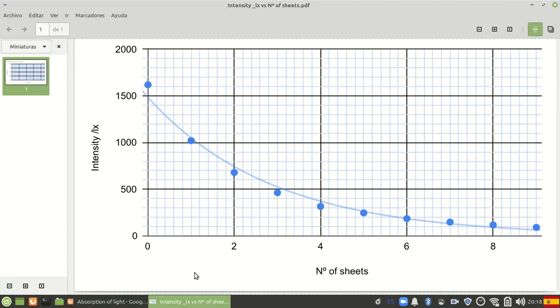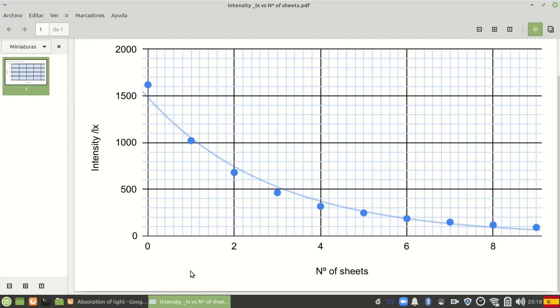Now you can see that the line doesn't go through all of the points, but you know that when you draw a best fit line you don't go through all the points necessarily, you just do the best trend line you can, going close to all of the points, as close as possible to the points.